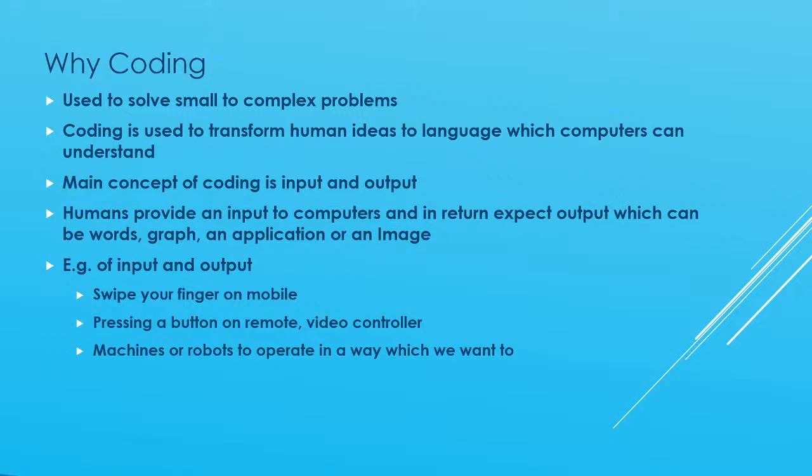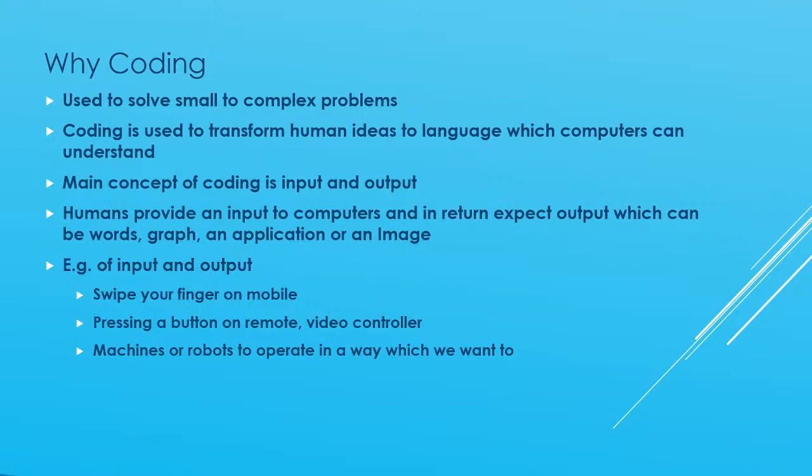Examples of input and output: you might have seen a lot of mobiles now come with swipe. With just a swipe you can control functions on your mobile. By the click of a touch, you can close or open an application. So what is the input here? The input is your touch, and the output is the function that the mobile does in the backend. The next example is pressing a button on your remote, be it starting your TV, increasing the volume, changing the channel or opening an application. The input is your remote, and what the television does is your output.